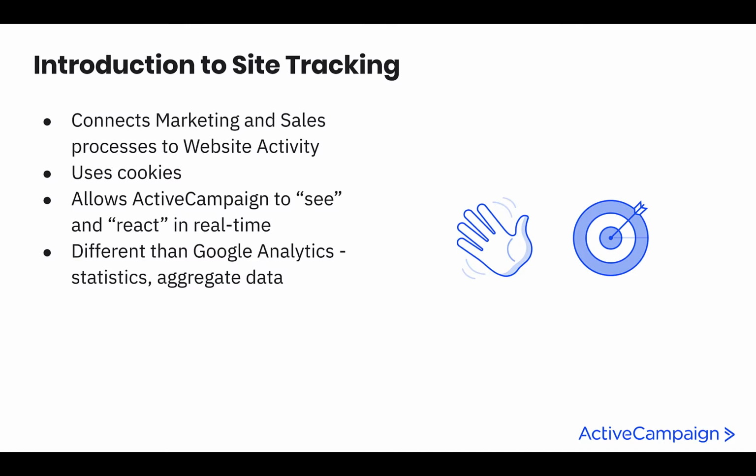It is aggregated data that is meant to identify trends and issues with your website. Site tracking, on the other hand, gives you insight into what individual contacts are doing on your site. Beyond that, and most importantly, it allows you to automatically create personalized experiences for each of your contacts as they interact with your website.